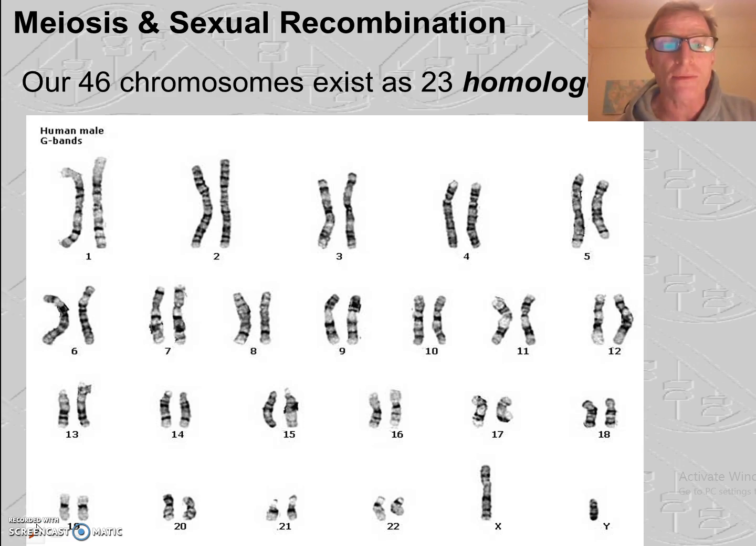So remember, your chromosomes in every one of your cells exist. There's 46 of them, but they exist as 23 pairs, 23 homologous pairs. Homologous means the same. They're the same size, they have the same genes on them, but they might have different versions or alleles of those genes. So meiosis is the process of taking those 23 pairs of chromosomes and separating them into a set of 23 and a set of 23, which will then make the sex cells, which through fertilization can form 46 again.